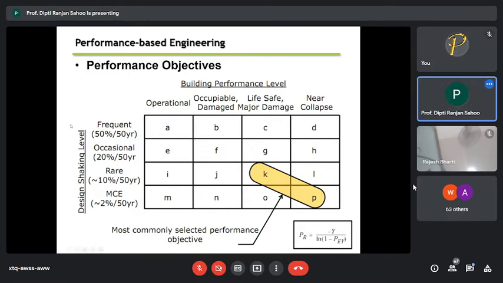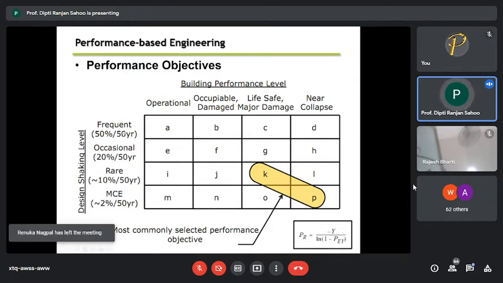For example, there are 4 levels of design checking I'm taking here. In some codes or guidelines, they go for 3 or 5. But the example I'm saying is: if there is an earthquake with a 50% probability of occurrence in 50 years, or a 20% probability in 50 years, or a 10% probability in 50 years, or a 2% probability in 50 years. Each has some unique meaning.